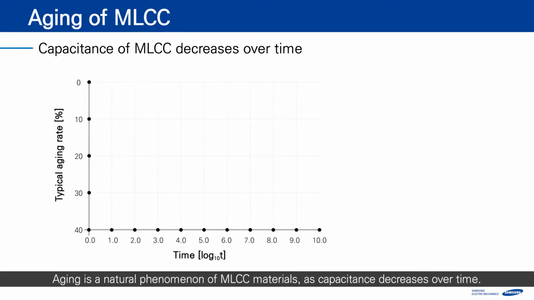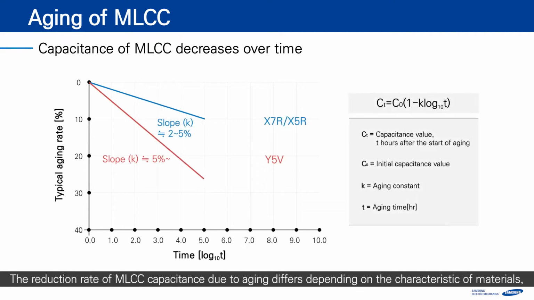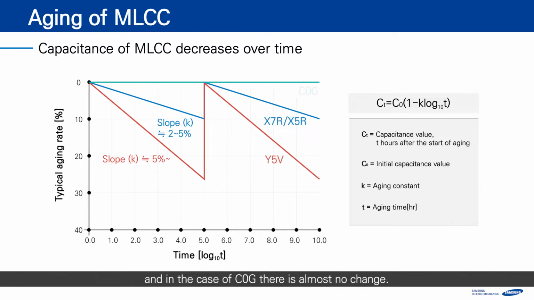Aging is a natural phenomenon of MLCC materials, as capacitance decreases over time. The reduction rate of MLCC capacitance due to aging differs depending on the characteristic of materials, and in the case of C0G, there is almost no change. Aging is reversible. After heat treatment of 125 degrees or higher, the original capacitance can be restored.